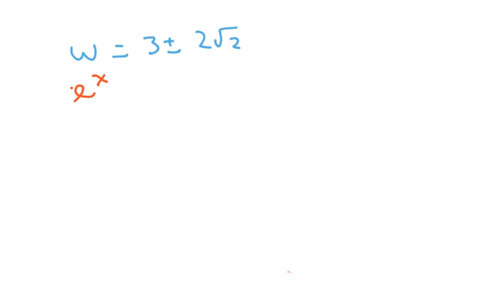E to the x equals 3 plus or minus 2 root 2. Now what I'm going to do is take the natural log of both sides. It's e to the x, since it's e. So we take the natural log of both sides.